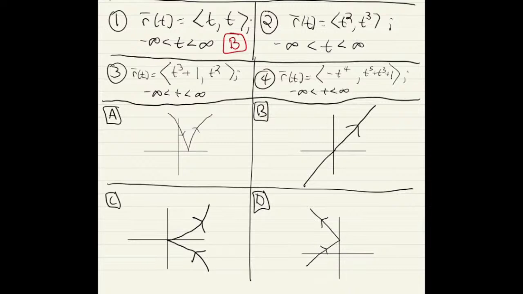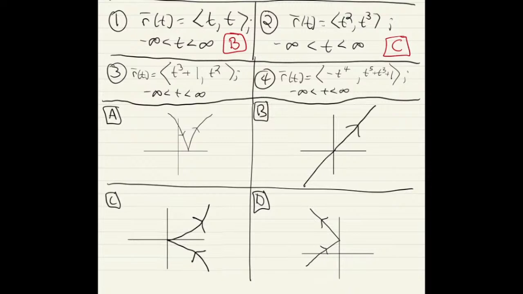Lizzie, 2 equals C. Anyone agree or disagree with Lizzie? Chris agrees with Lizzie. I think I agree too. I can tell because the x component is always non-negative. In other words, we never go to the left of the y-axis. That's what happens with C. Yep, I agree. Two is equal to C.